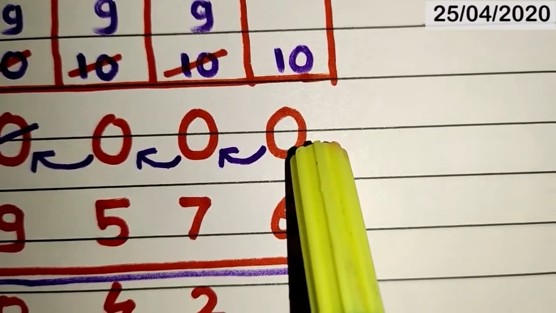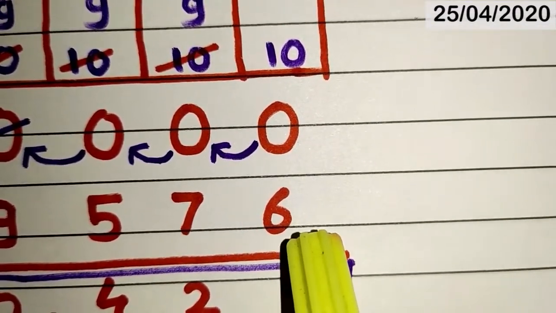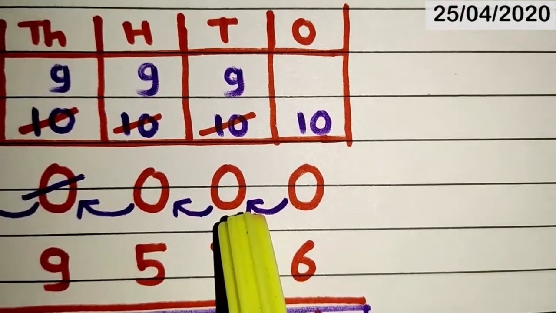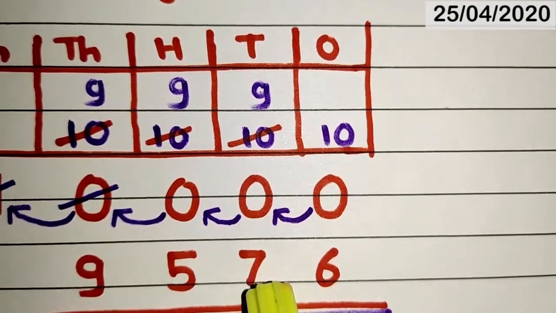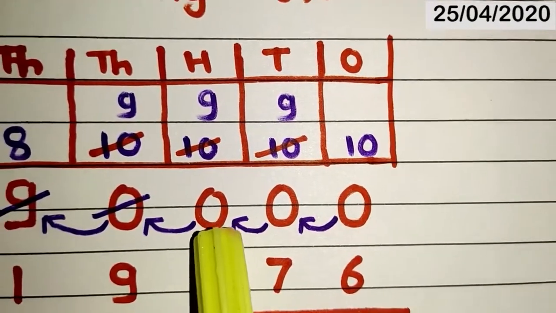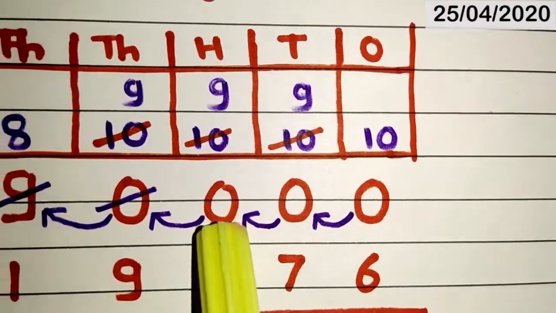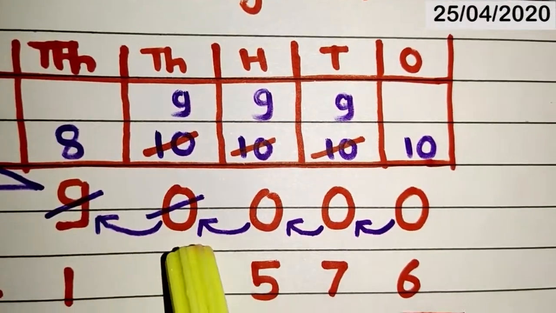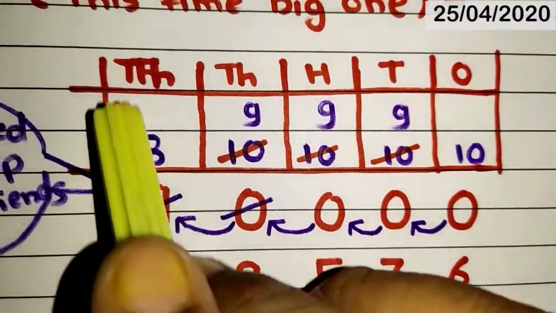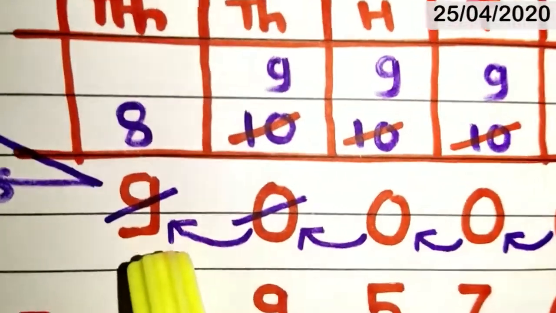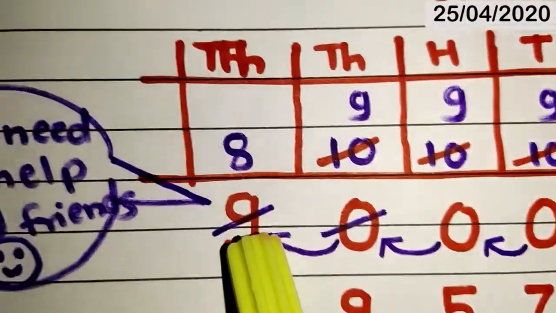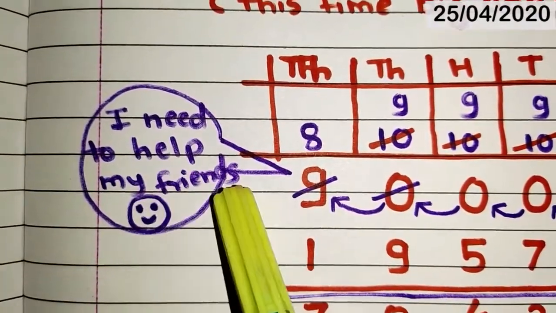0. Mr. 0 doesn't have anything to give this number 6. So he went to ask for help from this Mr. 0 which is on the tens place. He also doesn't have, so he went to the hundreds place. On the hundreds place this Mr. 0 also doesn't have anything, so he went to the thousands place. Here also we got only 0, so he went to the 10,000s place. On the 10,000s place Mr. 9 is there, and do you know what Mr. 9 said? Mr. 9 said, I need to help my friends.